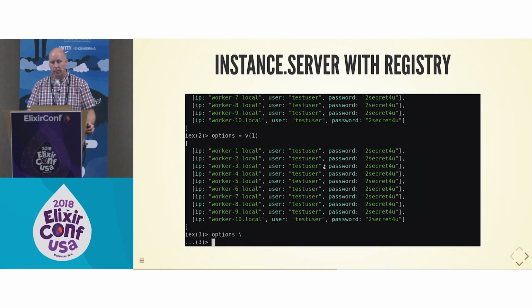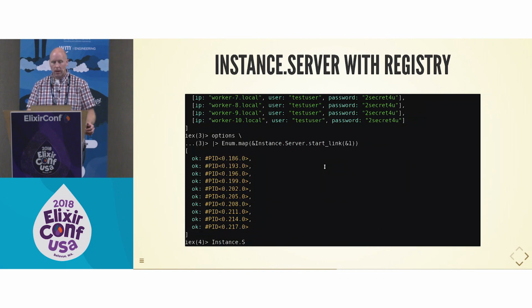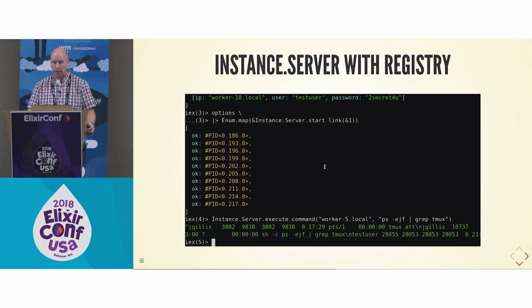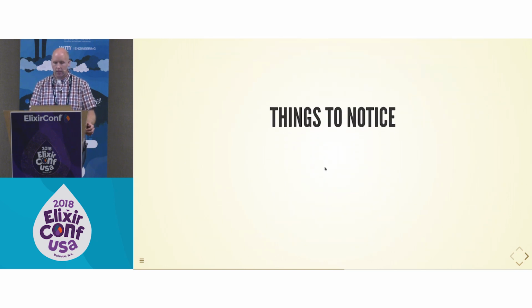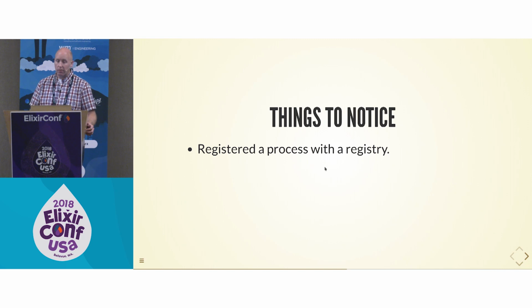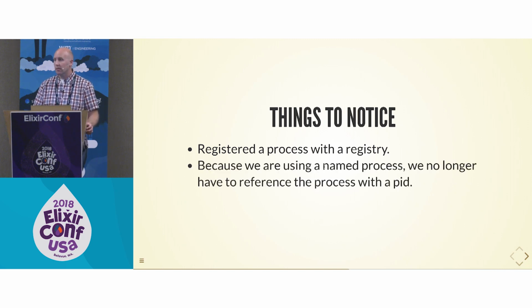And for each one of those, I'm going to create that SSH connection with our new instance server. And now instead of using the PID, I can use the instance name to execute that command. So some things to notice here is that we registered a process with a registry. And because we're using named processes, we no longer have to worry about the PID. We can reference these processes by the instance name.